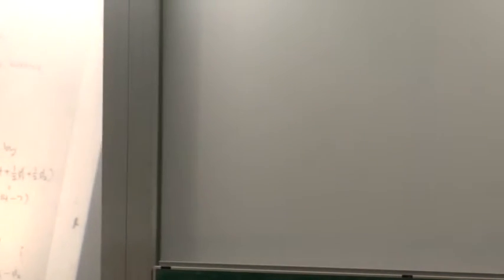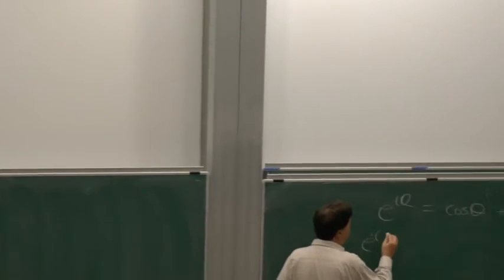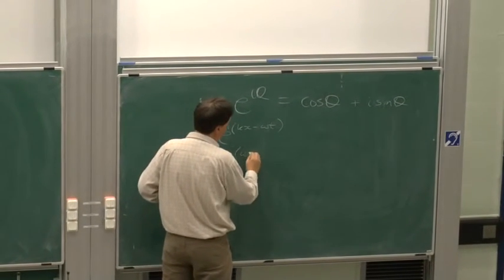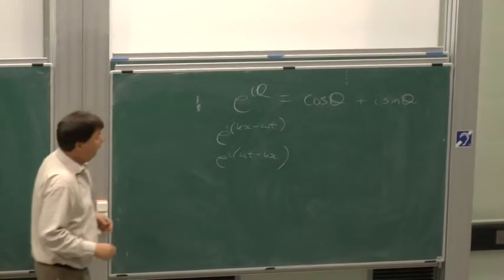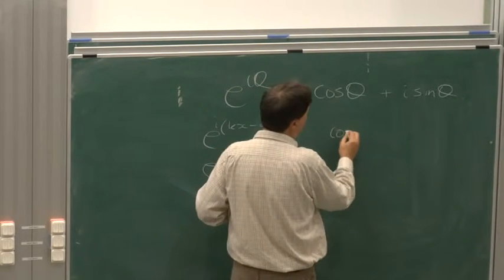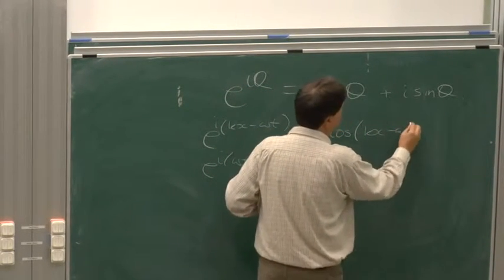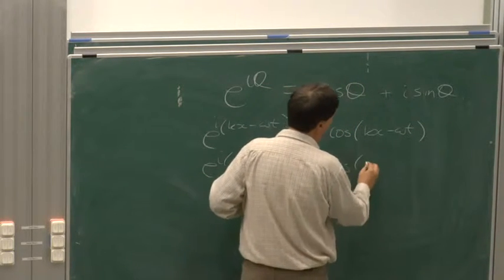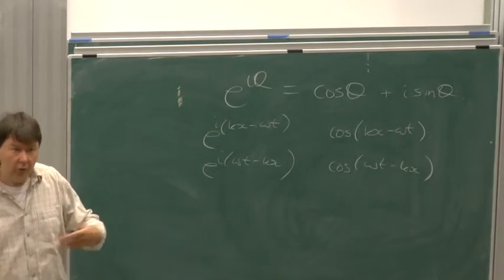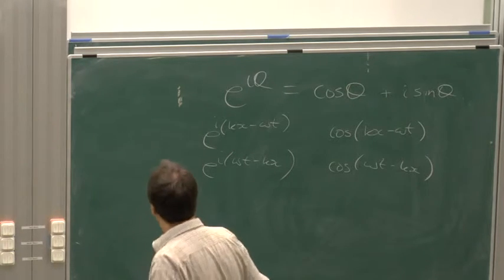Obviously, like I was doing, cos theta plus i sin theta, I can express a wave either in the form e to the i(kx minus omega t), and again, sometimes you'll see it written as e to the i(omega t minus kx). Both of those are a wave travelling in the positive x direction. But I could also express this just as the real parts, as cos(kx minus omega t), or cos(omega t minus kx). Again, we might multiply them all by some amplitude. These are all waves just travelling in the positive x direction, plane waves.